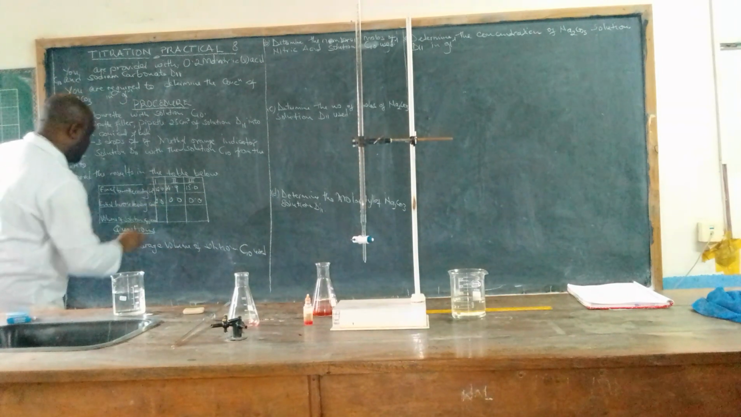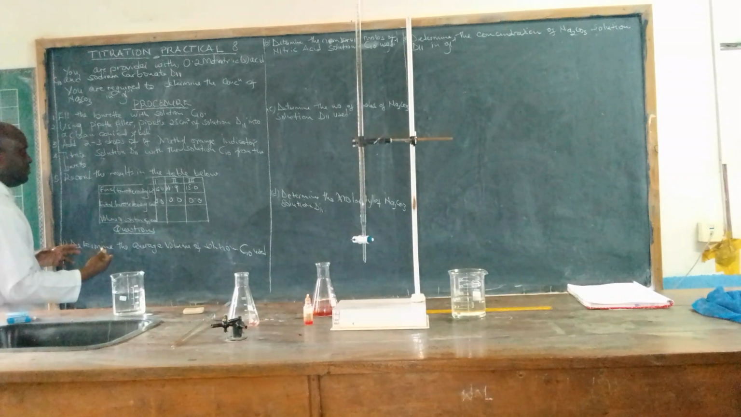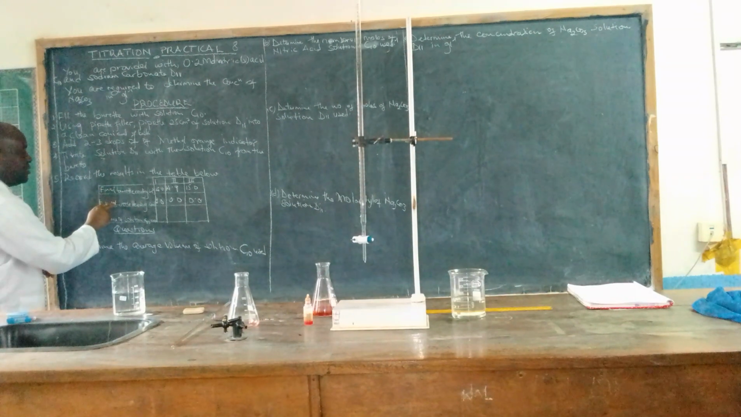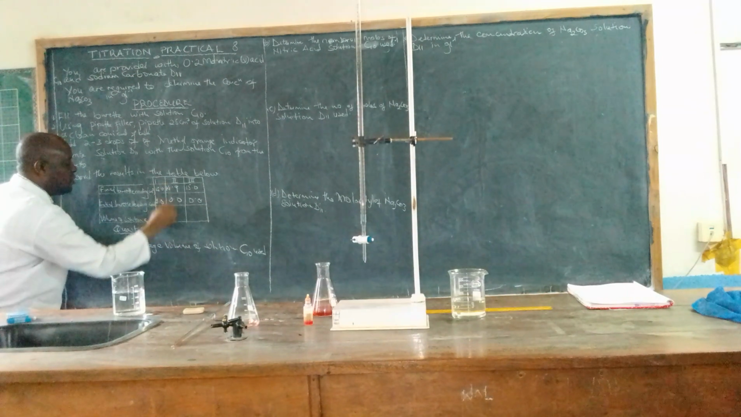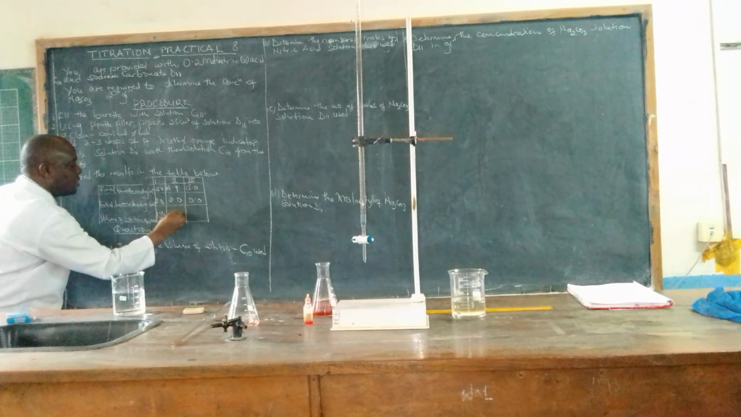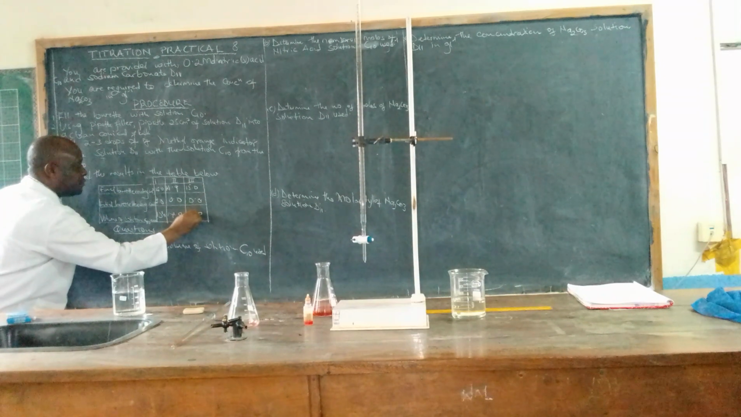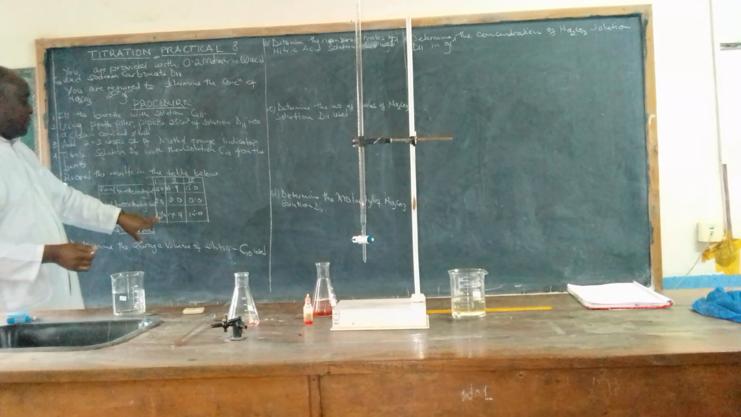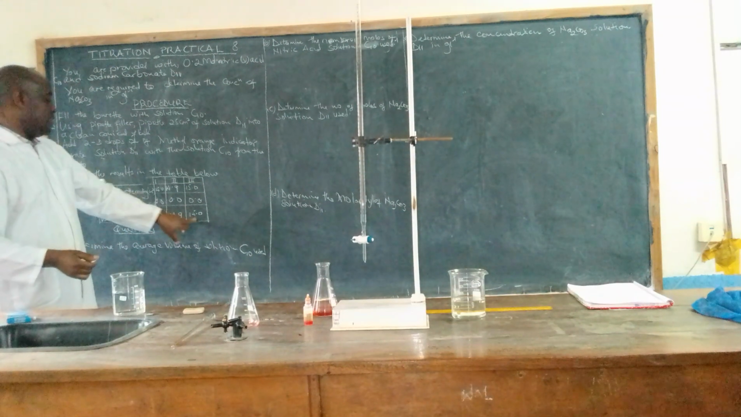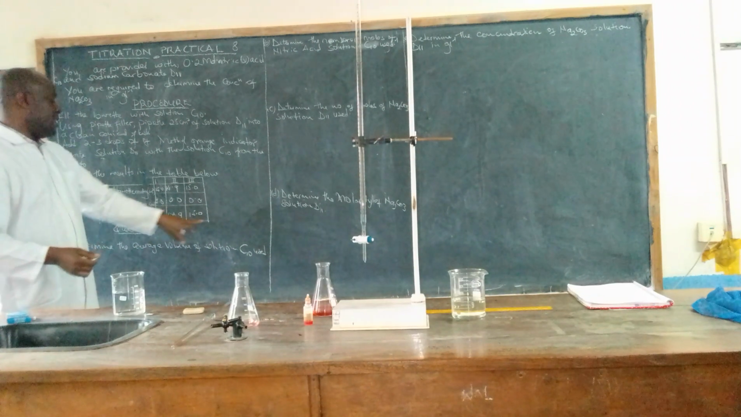Then our addition was like that. So now, if you want to get the volume of the acid used in each column, we just subtract this from this. Then we get 15.0, 15.0, and then here 14.9, then here 15.0. Most of the time, you can decide to take the first close values and then we omit this, or you can just decide to take the average volume.